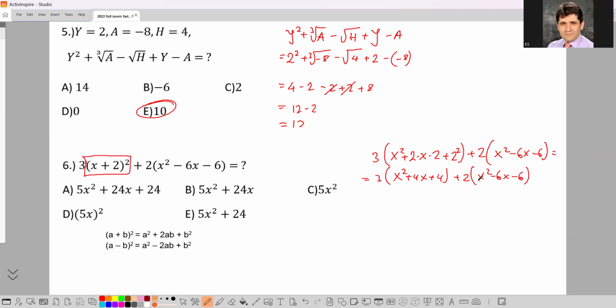The next step left here is to get rid of brackets and try to simplify, to collect like terms. All right, so on the first brackets, what do we have? 3 times x squared, that's 3x squared. 3 times 4x, that's 12x. 3 times 4, that's 12. And here, what do we have? 2x squared minus 12x minus 12. Obviously, these cancel out. So what's left? 3x squared plus 2x squared, which makes 5x squared. So the answer is C.